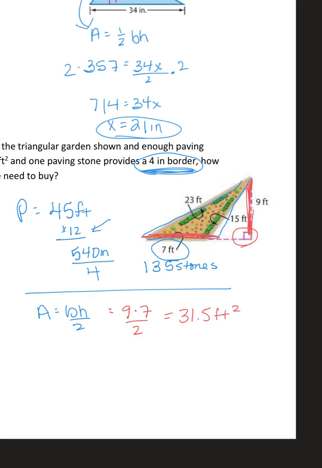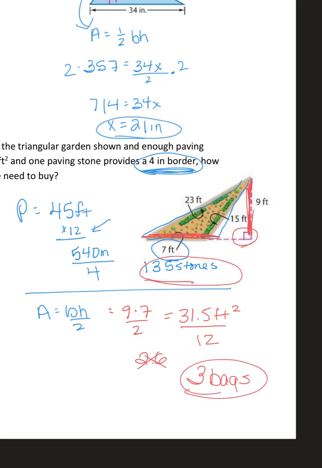Now each bag of mulch covers 12 feet squared. So we're going to divide this number by 12 because they're both in feet. So if I take that and divide by 12, we get 2.6 bags. Now I can't buy 0.6 bags, so this is really going to turn into 3 bags. I'm just going to have some left over. So we need 135 stones and 3 bags in order to make this garden.